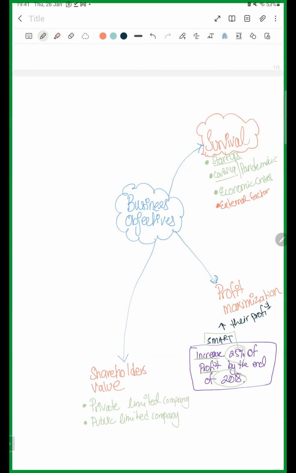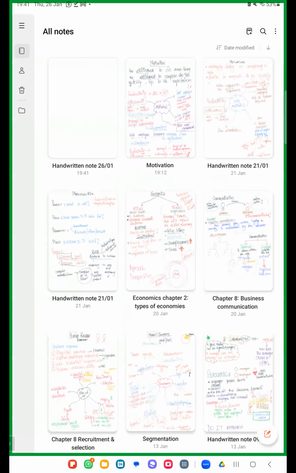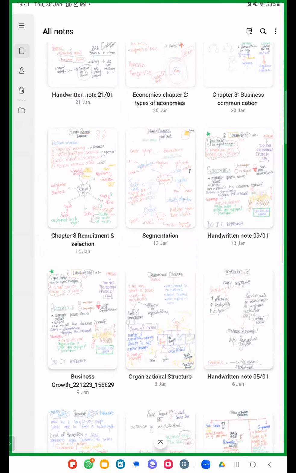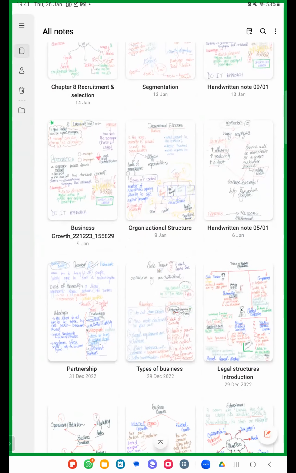Okay, Emily, what is the difference between private and public limited company? The private limited can sell their shares only to friends and family, and then public can sell their shares to the general public. Yes, absolutely. Okay, Abbas, I'm going to show you something here. You need to know the difference. Business growth, partnership, types of legal structures.